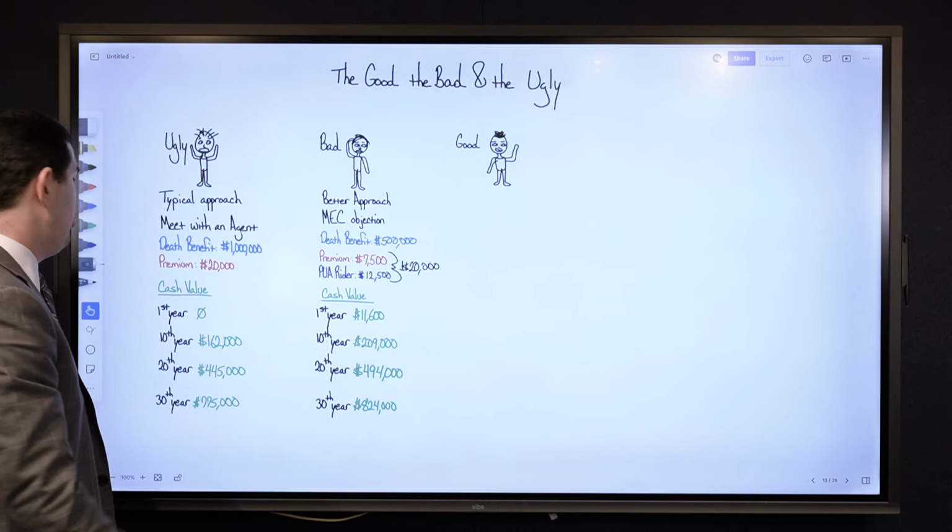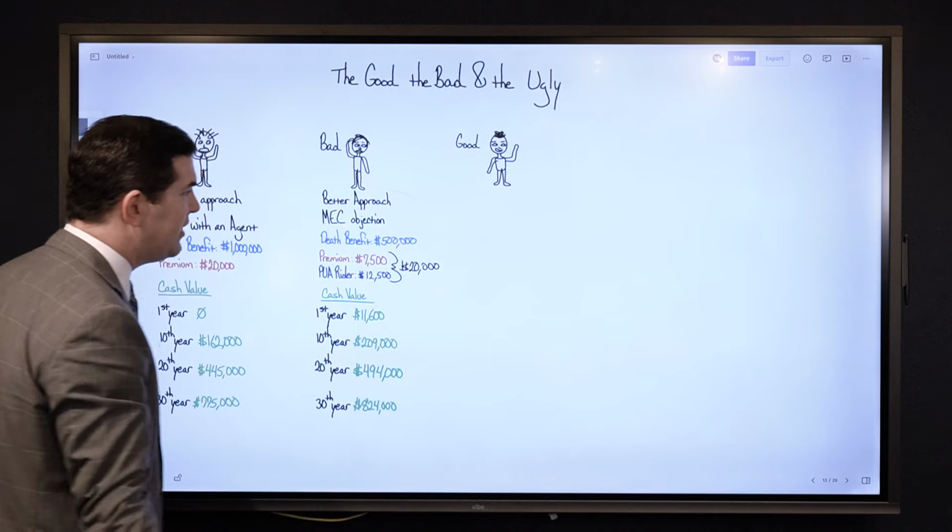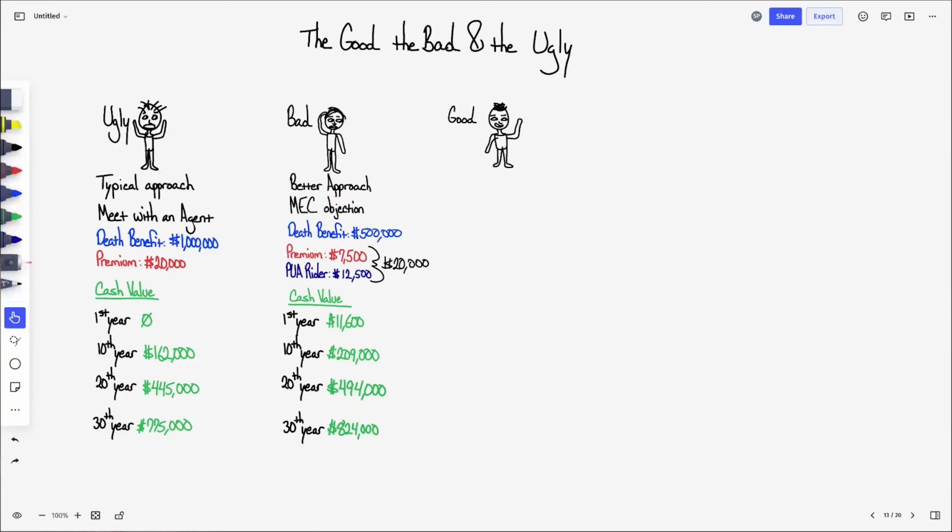Then we've got the bad, which is definitely a better approach than the ugly, but it's not that attractive. So here, we're pushing the premium as low as we can to prevent the MEC occurring without adding that term rider. We see this a lot, the MEC objection. We hear it a lot where an agent will state, you can't go lower than this on the base premium, because if you do, you will trigger a MEC. No, if we add a term rider, that will prevent it. So here, you've got a $7,500 base, 12.5 PUA, $20,000 per year going in. And if we compare the cash values, compared to the last example, how much better does it look?